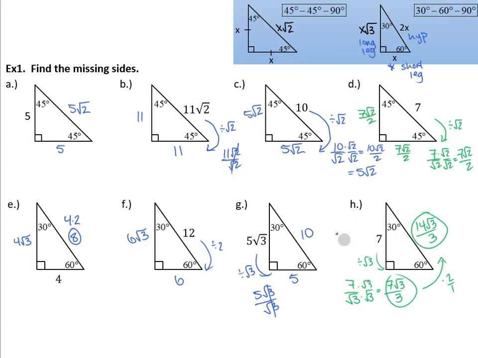Okay, so for H, if you divide by root 3 and rationalize, multiply top and bottom by root 3, you get 7 root 3 over 3, and that 7/3 does not reduce. To find the hypotenuse, we need to double the shorter leg here. So multiply it by 2, or 2 over 1, and only the 7 on the outside will be the only number that doubles. So we get 14 root 3s over 3.